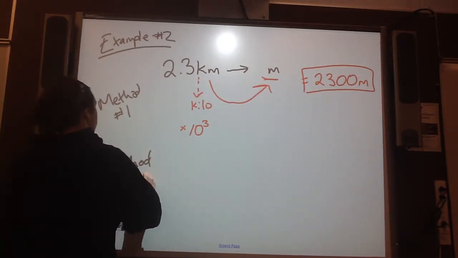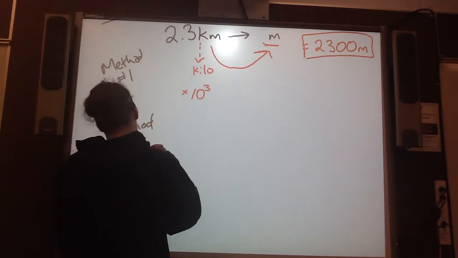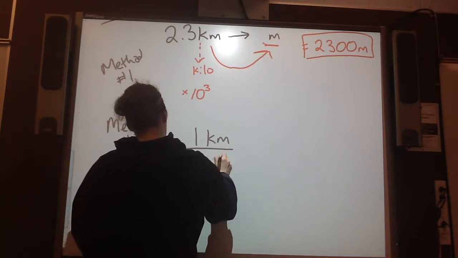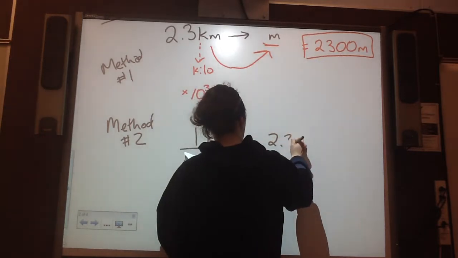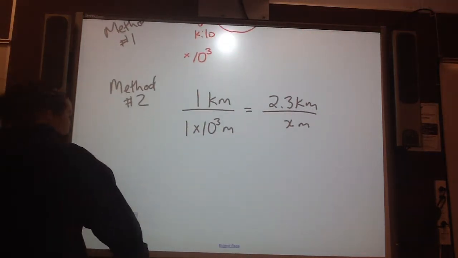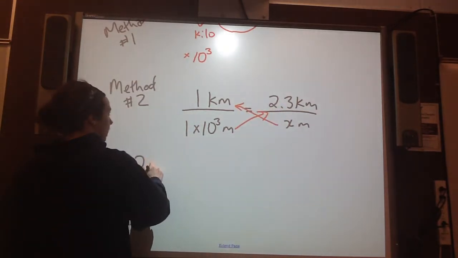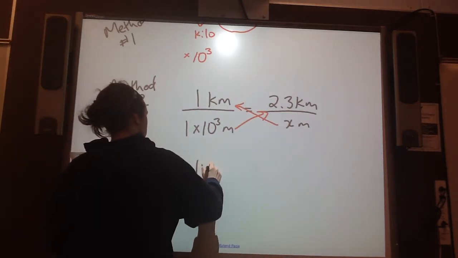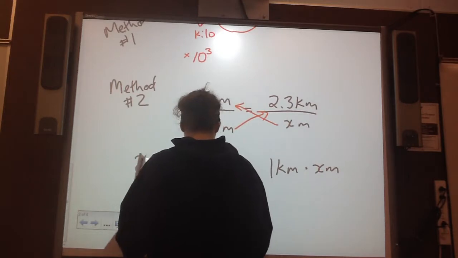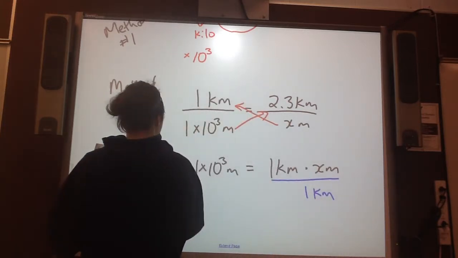So method number 2 is setting up our ratio. Say I have 1 kilometer. For every 1 kilometer, I have 1 times 10 to the 3 meters. This is equal to 2.3 kilometers over x meters, which is what I'm trying to find out. Again, to solve for x, we cross multiply. So 2.3 kilometers multiplied by 1 times 10 to the 3 meters is equal to 1 kilometer multiplied by x meters. X meters right now is multiplied by 1 kilometer, so I divide by 1 kilometer on both sides.